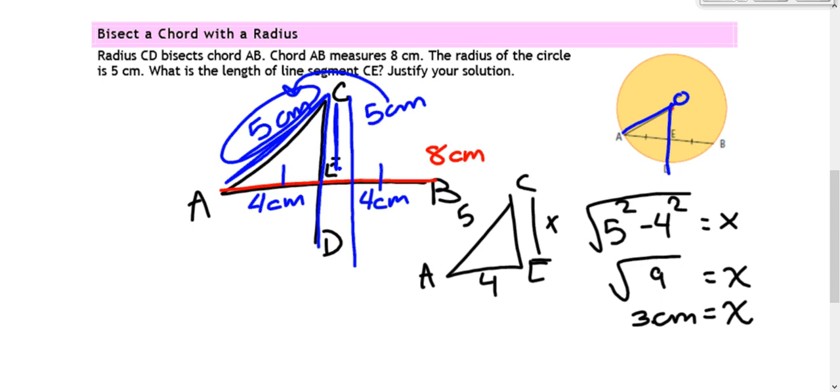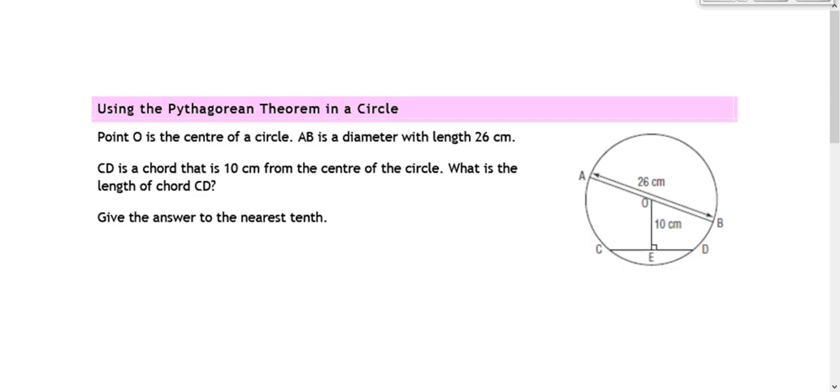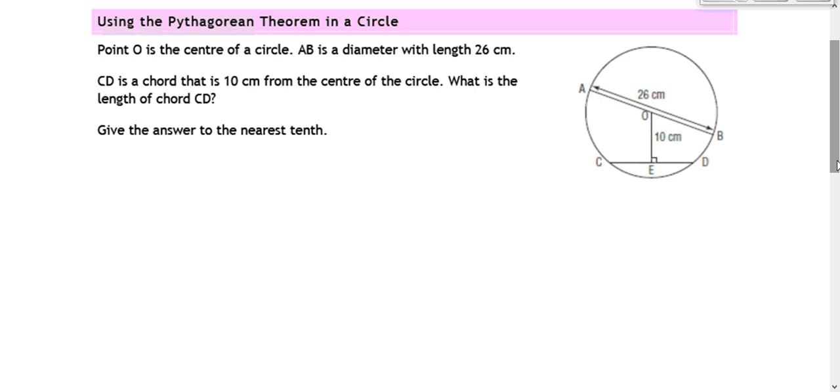Okay? Next question. Using the Pythagorean theorem in a circle. As we can see, with this mess of lines happening in this circle, we don't have a triangle. We know that we have AB that is a diameter with length 26 centimeters, which means that our radius should be 13 centimeters. CD is a chord that is 10 centimeters from the center of the circle. What is the length of this chord?